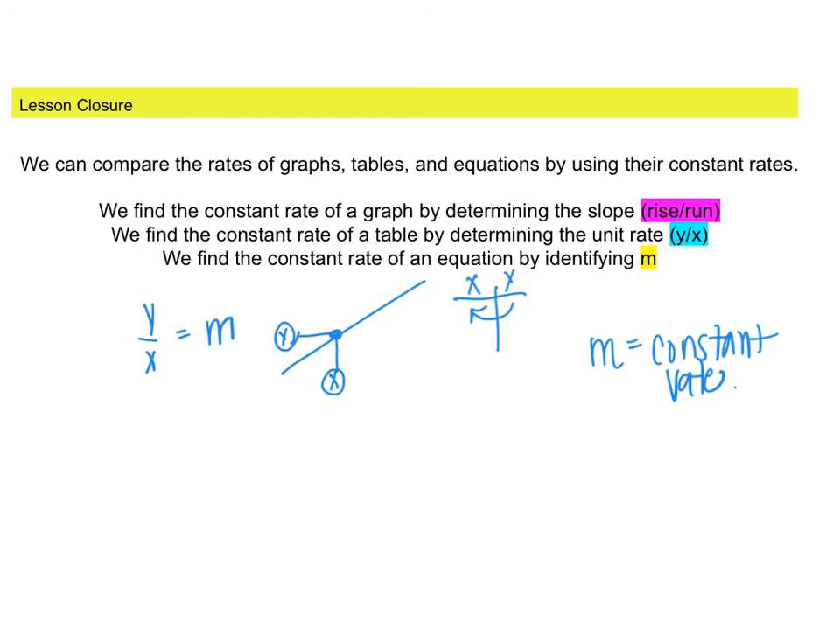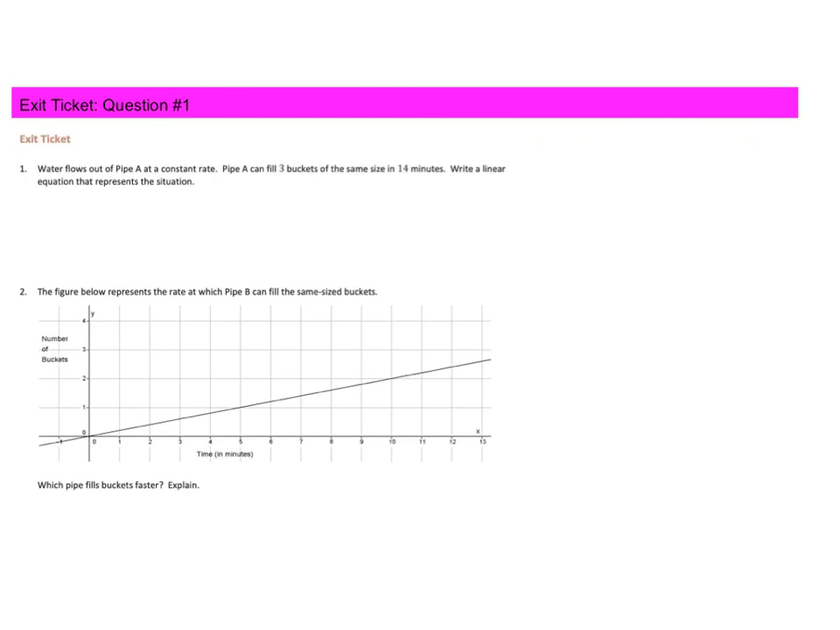If you're not, let me talk about the exit ticket for you, but then before you do it, go back and rewatch some of these examples and exercises. All right, your exit ticket for today, it says water flows out of pipe A at a constant rate. Pipe A can fill 3 buckets of the same size in 14 minutes. I'm going to help you out a little bit here. Your minutes, that's your time, so that's your X. And your 3 buckets, this is your Y. What I want you to do is find Y divided by X. Okay? And then I want you to write your equation Y equals mx. Obviously, you're going to write whatever m comes out to when you do your solving over here.